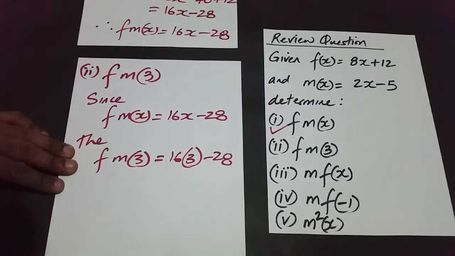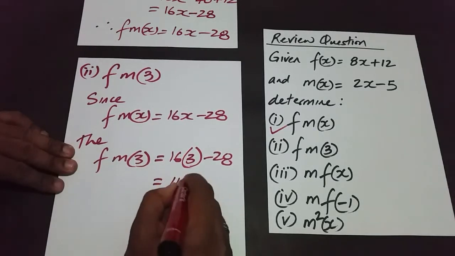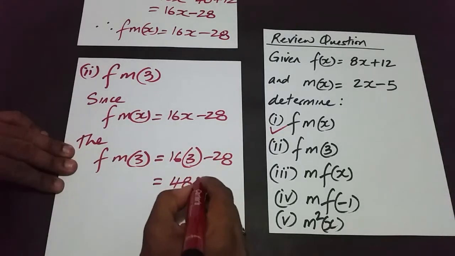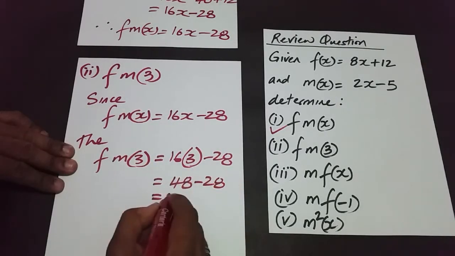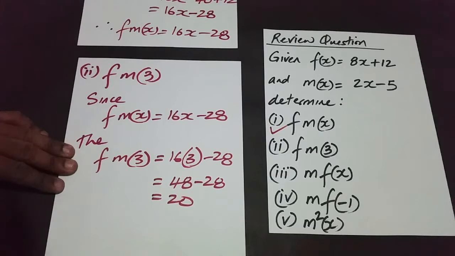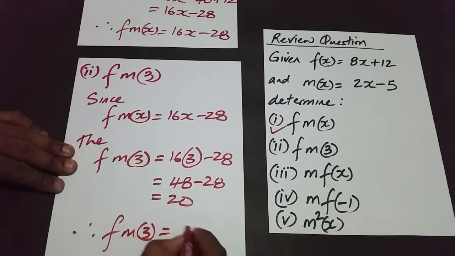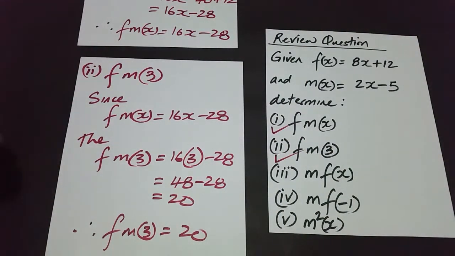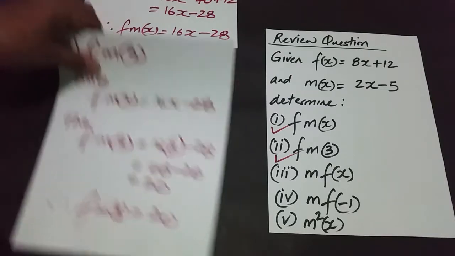And 16 times 3 is 48. And 48 minus 28 is simply going to give us 20. So therefore, f of m of 3 is equal to 20. And that means we're finished with part 2 as well. So we're going to move on now to part 3.